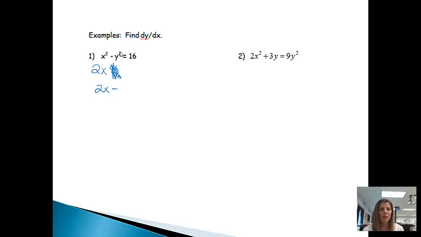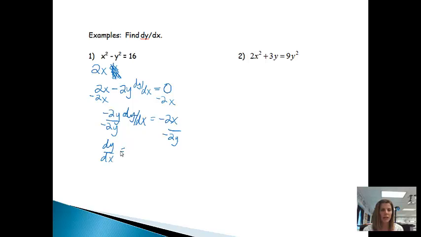But now the next one, the derivative of y squared is 2y, but we're taking the derivative of y with respect to x. That's why I write that dy/dx notation right next to it. And then equals the derivative of 16, which is 0. Notice the problem asked me to find dy/dx, so we're just going to be solving for dy/dx. I'll subtract 2x from both sides. So I get 2y dy/dx equals negative 2x. Then if I divide both sides by 2y, I get dy/dx equals negative x over y, and that would be my derivative.